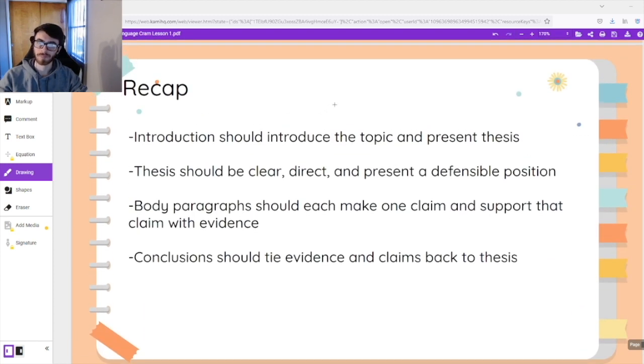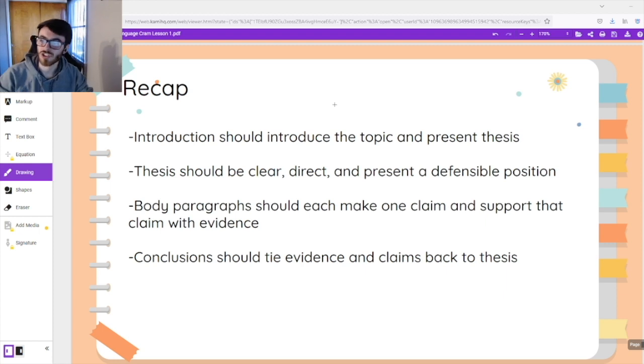So a recap. Your introduction should do 2 things. It should introduce the topic, and it should present the thesis. Those are the 2 goals and the only 2 goals of your introductory paragraph. Your thesis should be clear, direct, and present a defensible position. You want to take a clear position on whatever the prompt is asking you to. You don't want to say, well, it could be this, but it could also be that. It really depends who you ask. Clear position. My position is this. My position is that. And your entire essay is going to revolve around that thesis. The thesis is king, and everything else supports the king, works for the king.